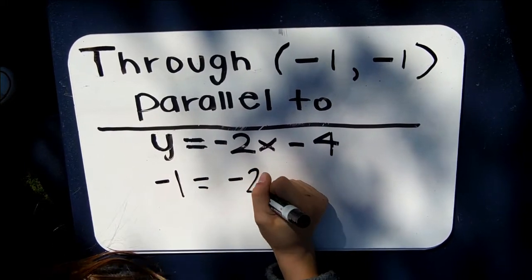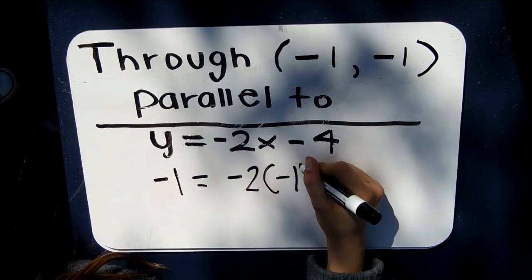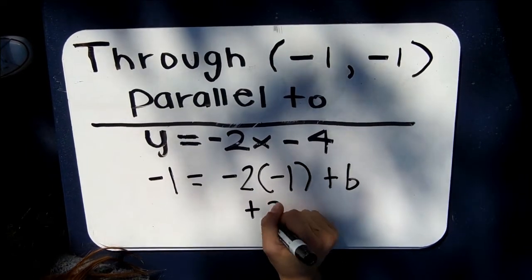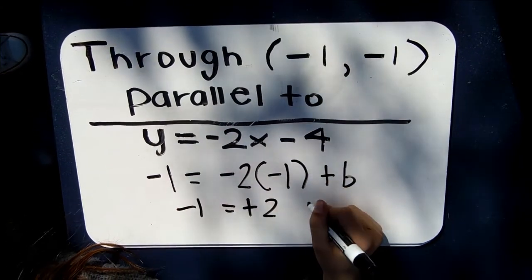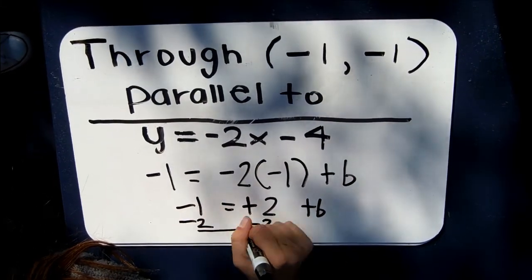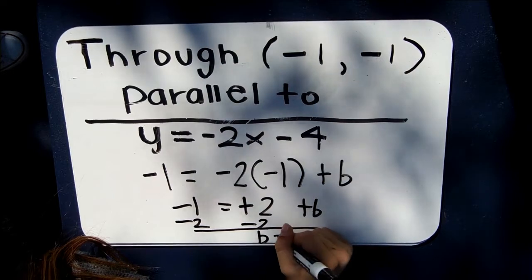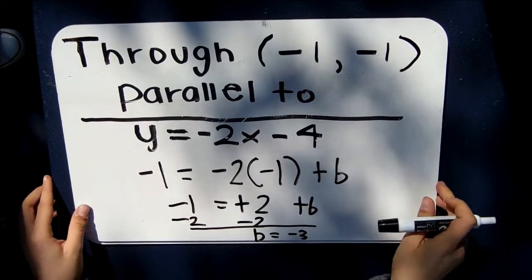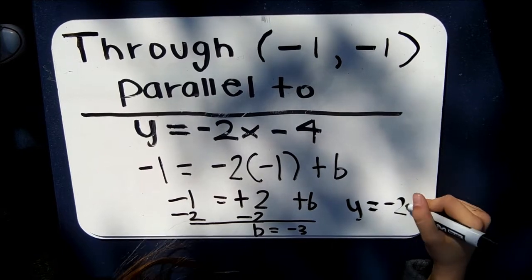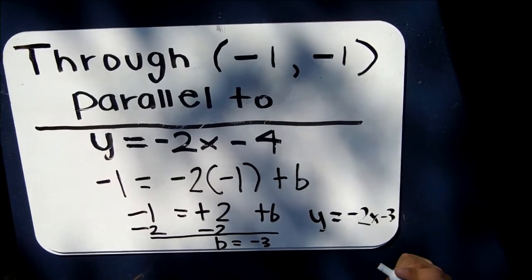-1 equals -2 times -1 plus b. -1 equals 2 plus b. Subtract 2 from both sides, and b equals -3. Our final answer is y equals -2x minus 3.